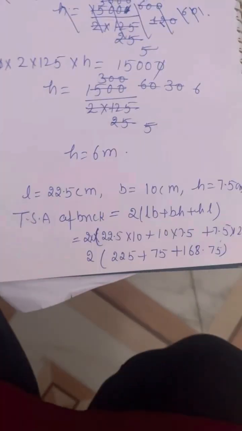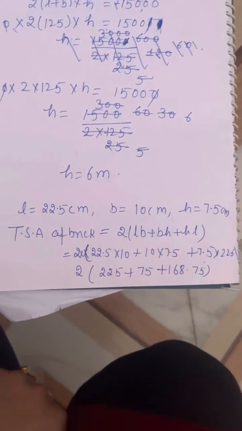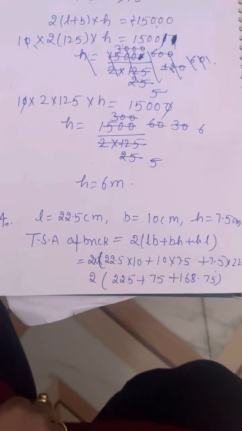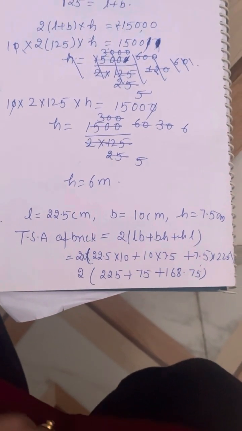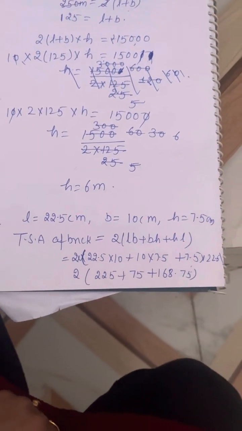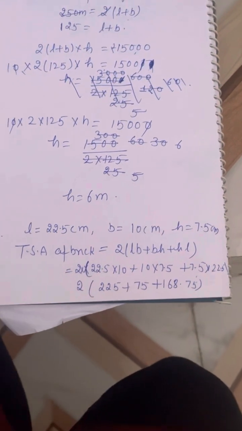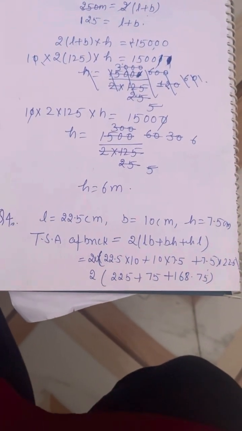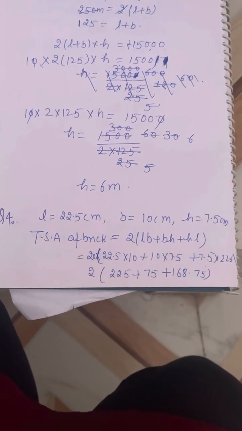So length is given, that is 22.5 centimeter, breadth is 10 centimeter and height is 7.5 centimeter. So total surface area of the brick is 2 into LB plus BH plus HL, because we will find the total surface area, and a brick is like a cuboid. So cuboid total surface area is 2(LB plus BH plus HL).